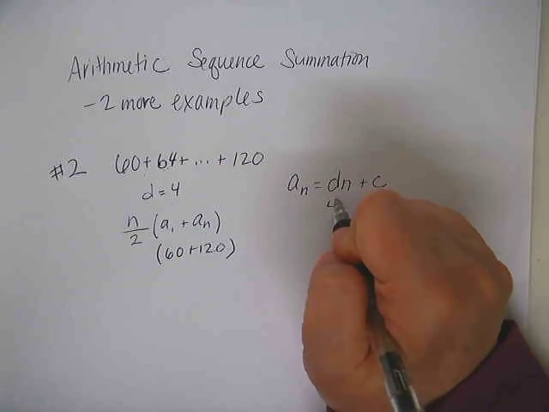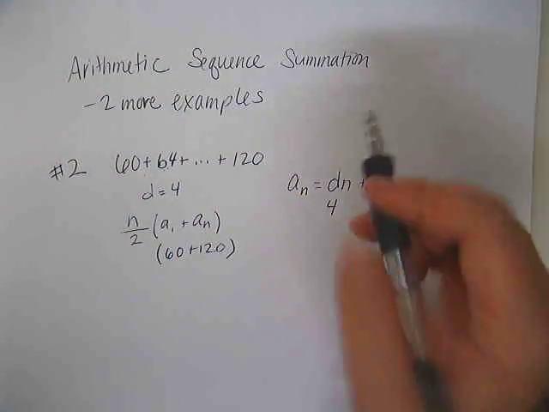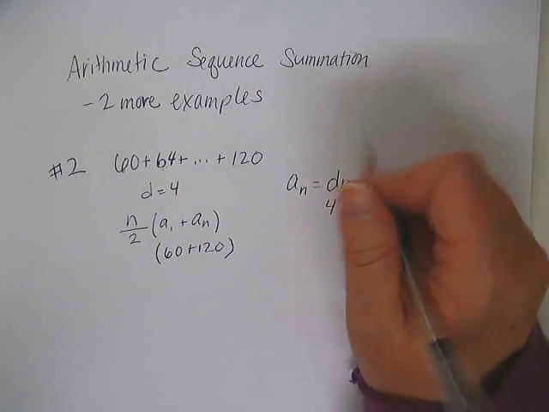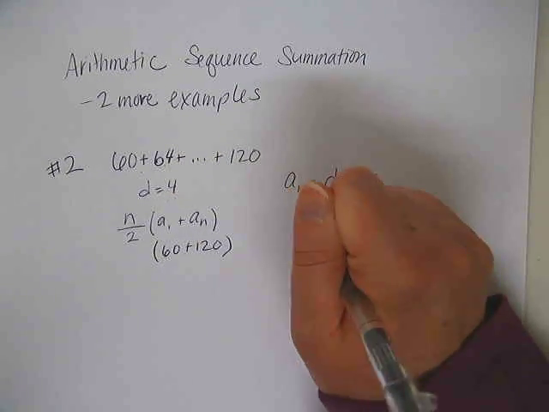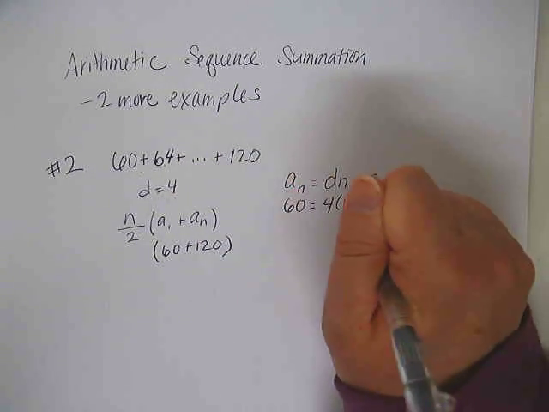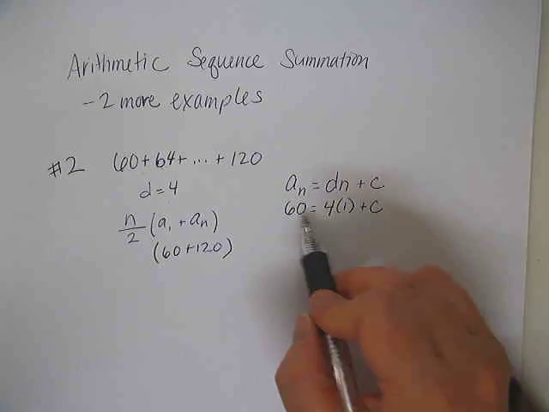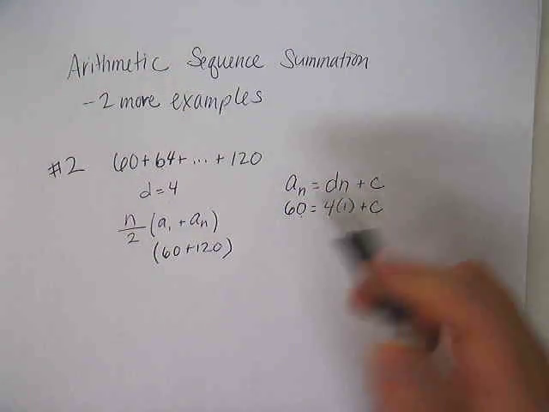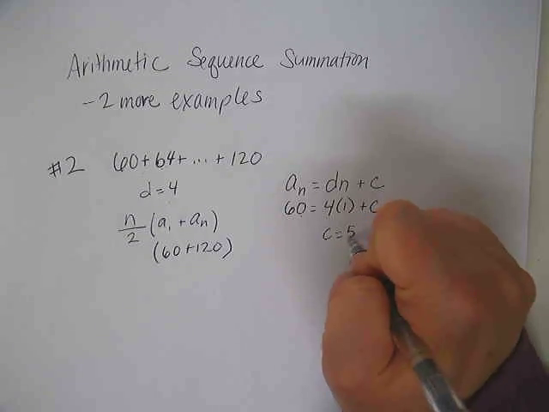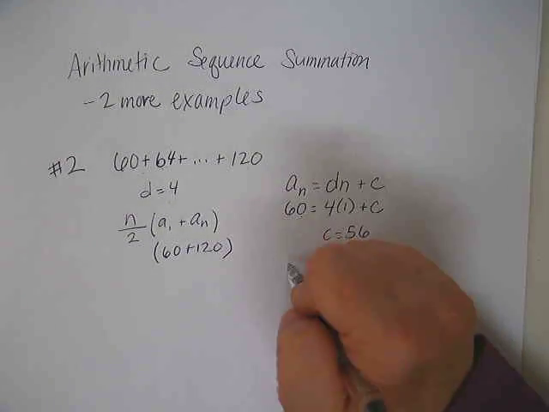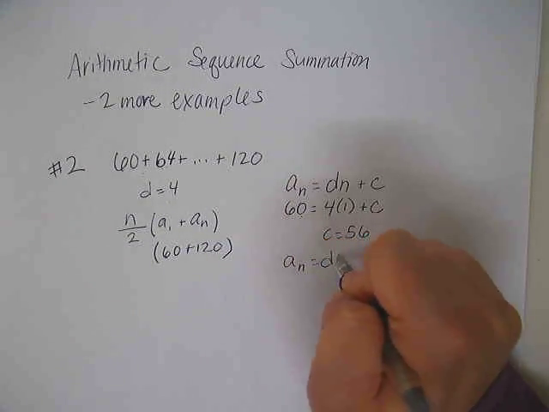We know that d is 4 because it's adding 4 each time. And we know that the first term of our sequence is 60. So what number would we need to add to this to have it start at 60? I think 56 would work, right? So there's our formula.